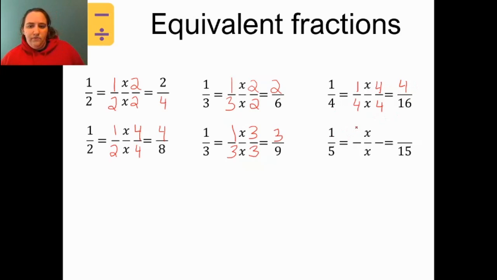Alright, now we have 1/5. So, we have to multiply 5 by something to get to 15. So what do we have to multiply with 5 to get to 15? Well, 3.